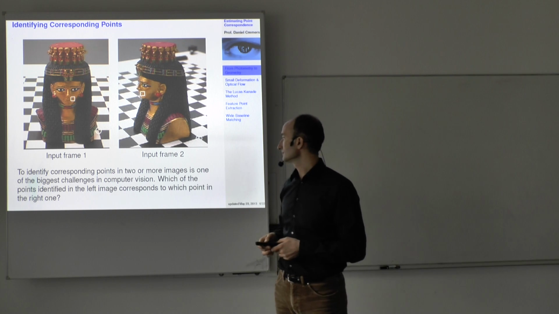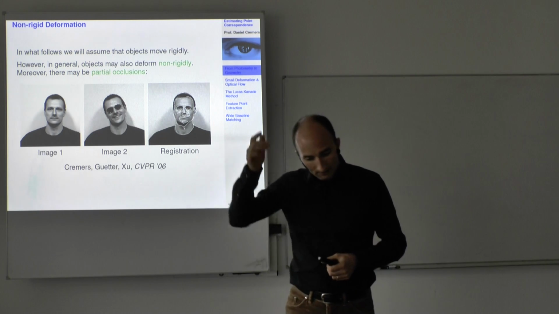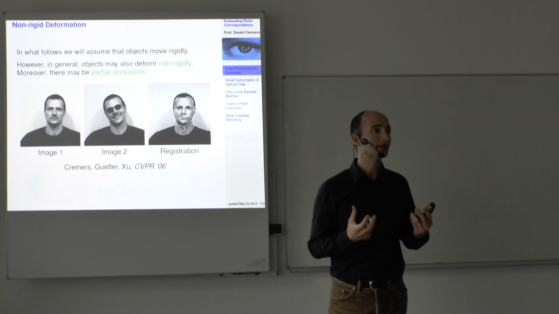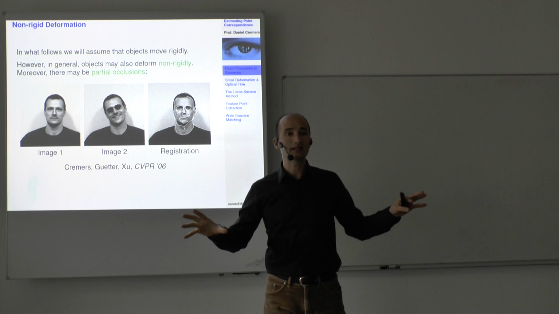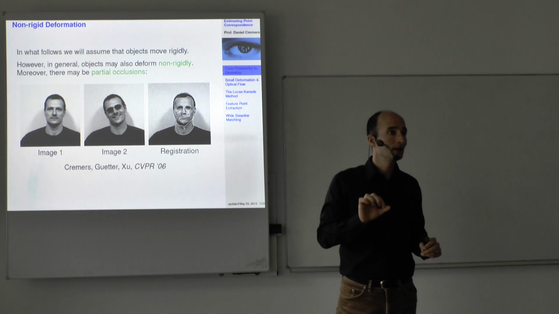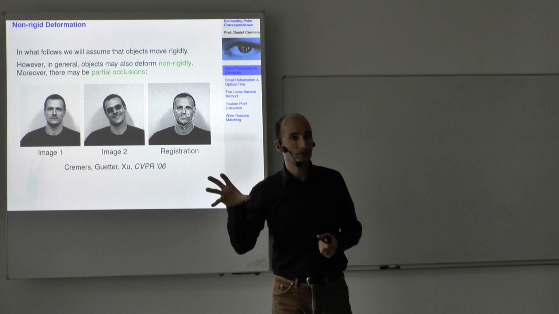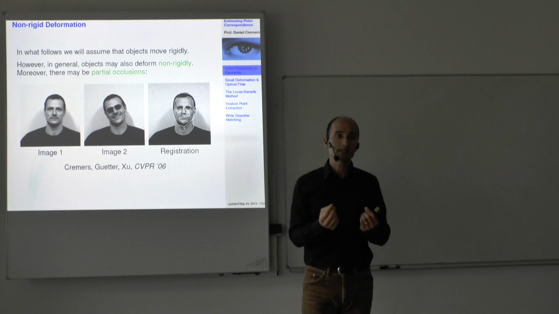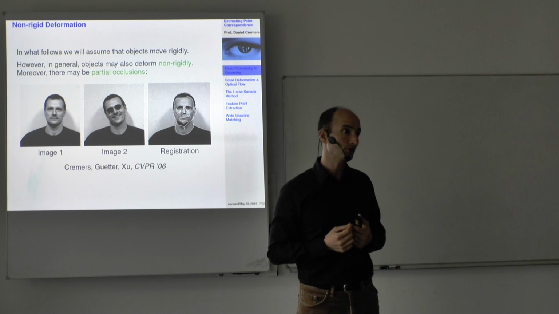In addition, typically we will assume in what we do that we have rigid transformations, because in this class we will assume that the world is static and that the only thing that moves is the camera. And the camera, as we know, does a rigid transformation, rotation, translation. So any movement we see from one image to the next is going to be a 3D rigid body motion.